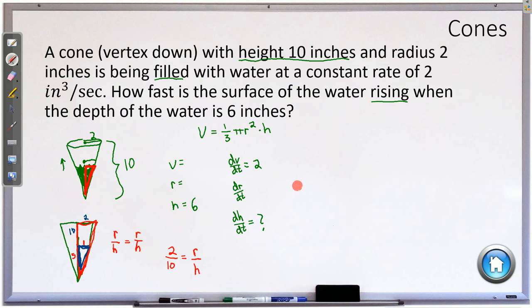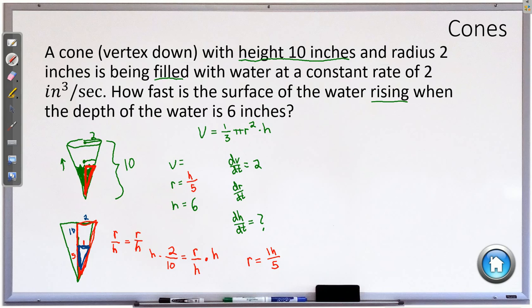So what are we interested in? We are interested in h. So that means I want to get rid of r. So get r by itself, multiply by h to both sides. So r is equal to, let's see, 2 over 10 is the same as 1 over 5, so 1h over 5. So you can even put that over here, h over 5, if you want to.